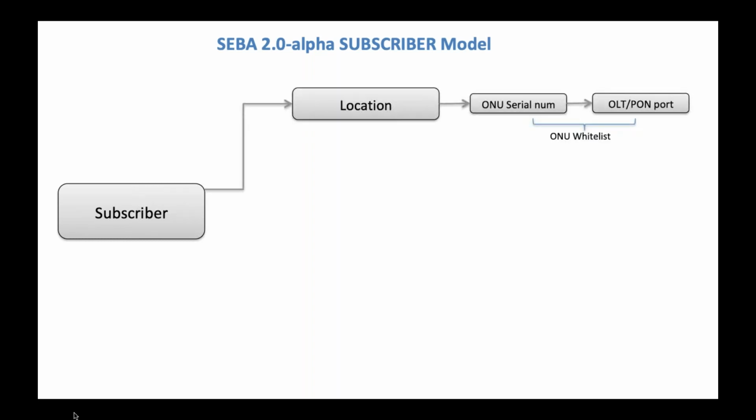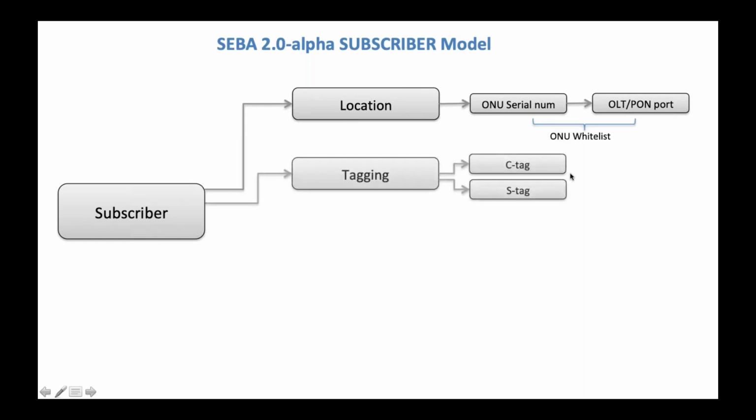Okay, so for us, like I showed you, for a subscriber you want to specify a location, right? That this subscriber is going to show up on this particular ONU, and this is the ONU serial number. And as I was just going through, that serial number and that ONU are linked location-wise to a particular OLT and a particular PON port on that OLT through the whitelist, right? Which is something that I had already shown you.